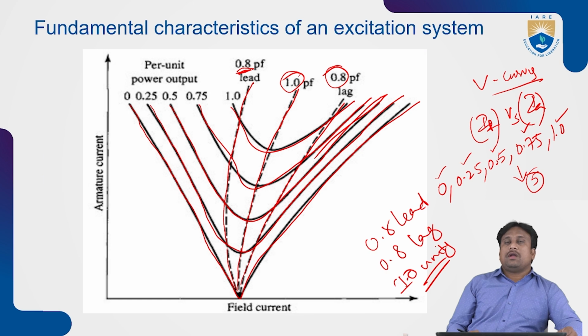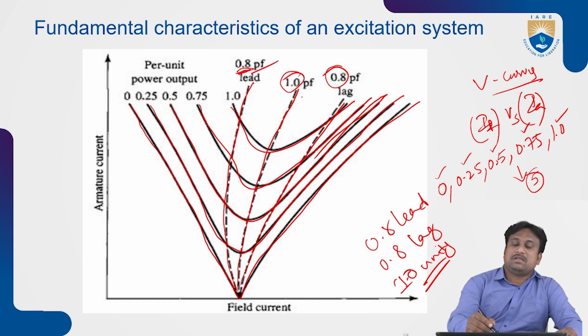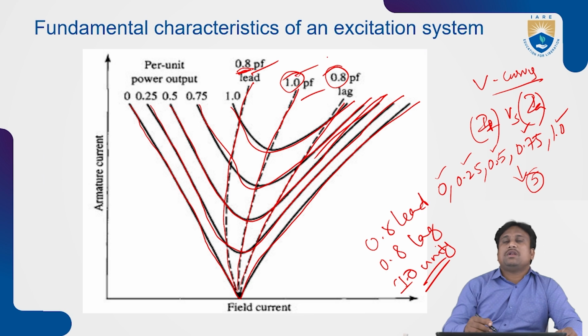So according to that, the development of the V curves is based on the given per unit power output criteria, which may exist in leading power factor case, lagging power factor case and unity power factor case. Irrespective of the per unit power outputs, the 3 cases of the power factors are easily influenced.